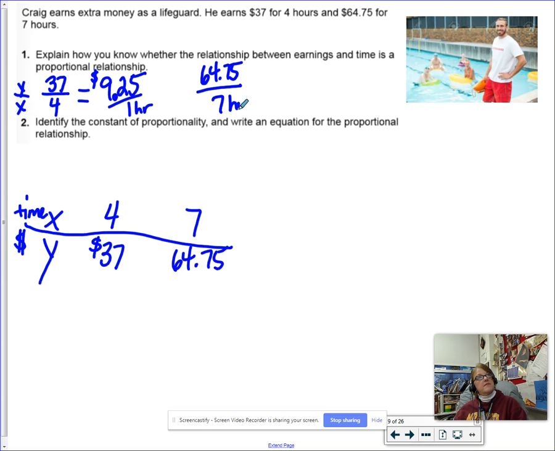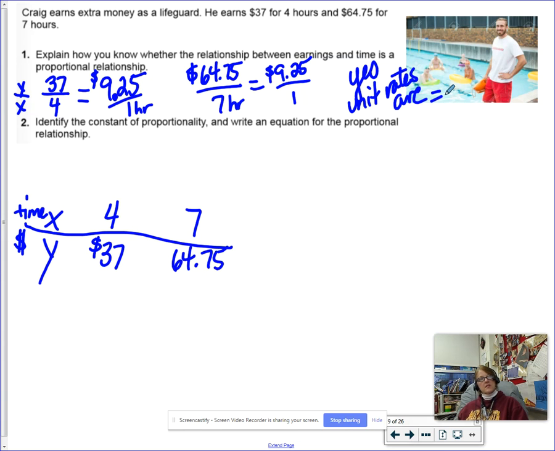7 hours. Grab your calculator, calculate that one. Divided by 7. Oh, hot diggity. It certainly is, again, $9.25 for 1 hour. So, is this proportional? Yes. You can say the unit rates are the same. Unit rates are equal. Ta-da!